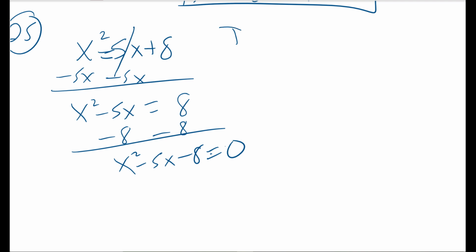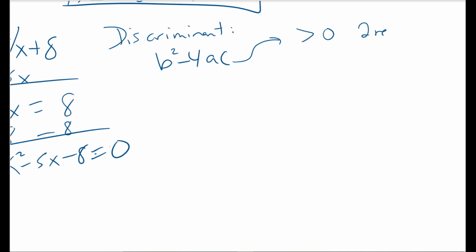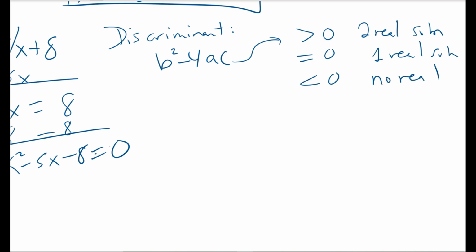And then you're going to use the discriminant. The discriminant formula is b squared minus 4ac. If that is greater than 0, you have 2 real solutions. If that number is equal to 0, you have 1 real solution. If that number is less than 0, you have no real solutions. And that's all you got to do.